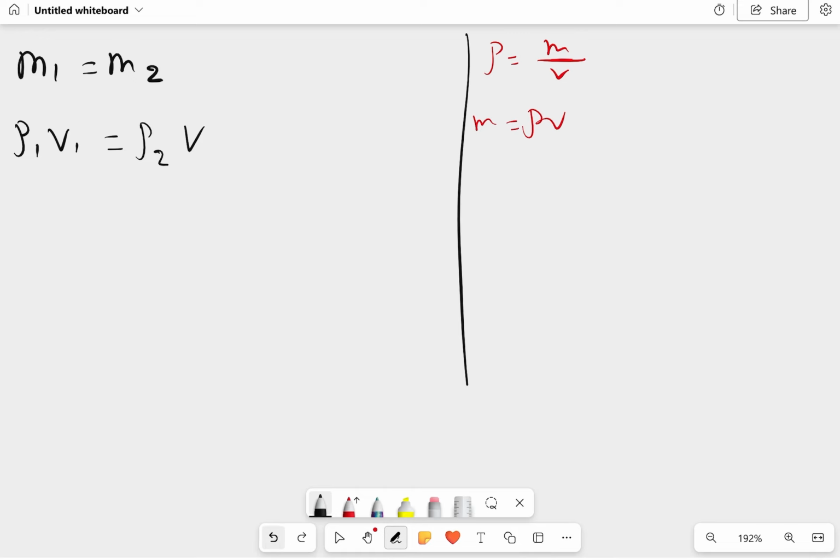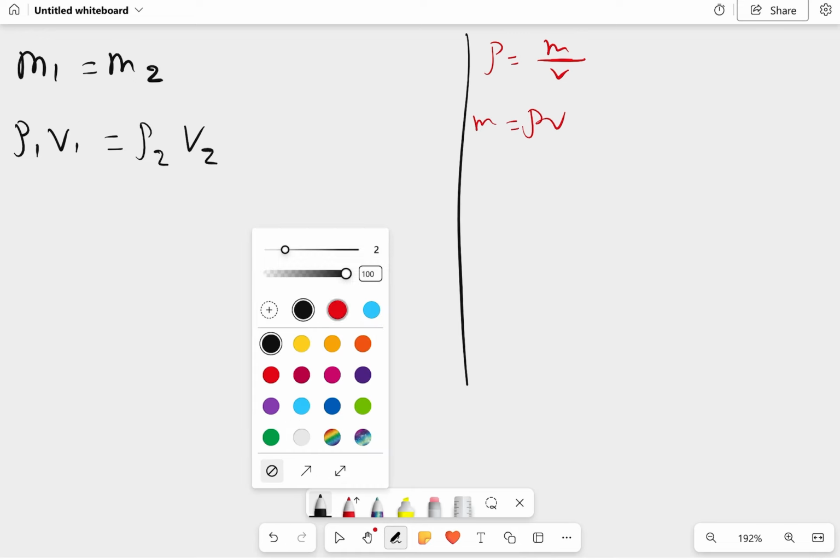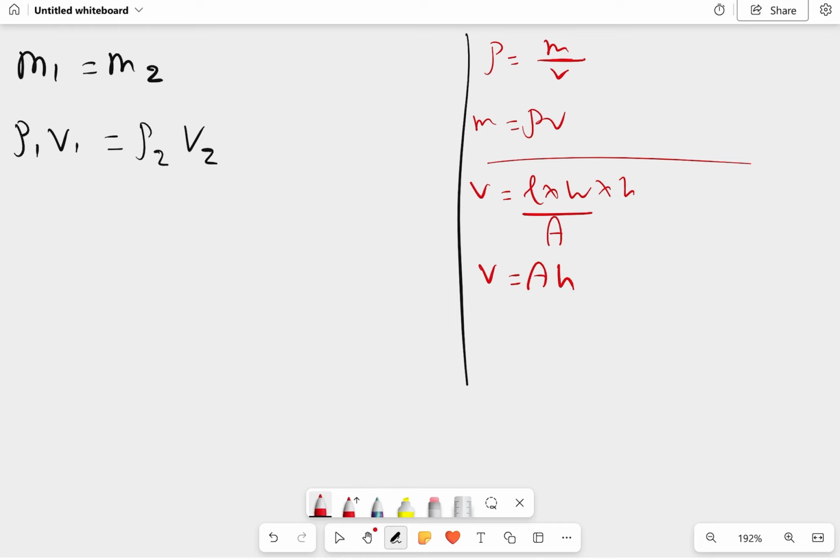And now, guys, you remember that we said volume is equal to length times width times height. And because length multiplied by width is called area, I can just say that volume is equal to area multiplied by height. Here, guys, for the continuity equation, I'm just going to write this one as delta x, okay? It's the same thing.